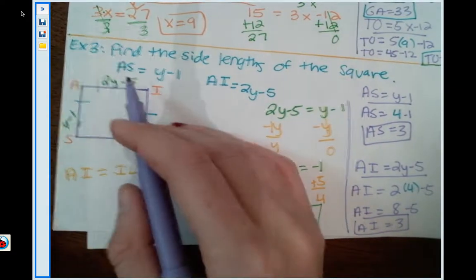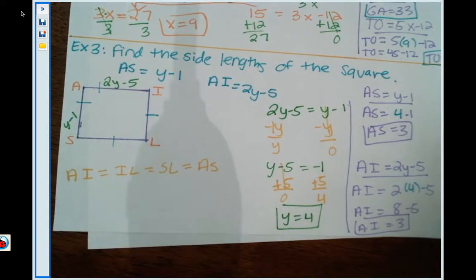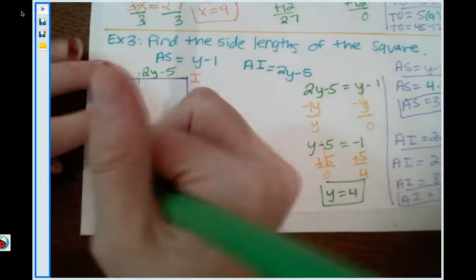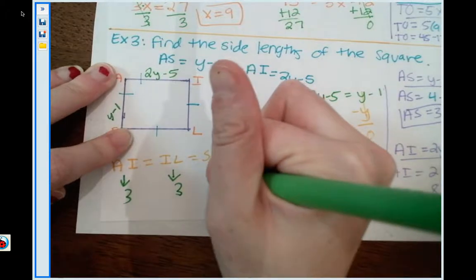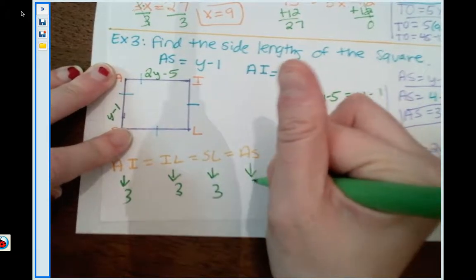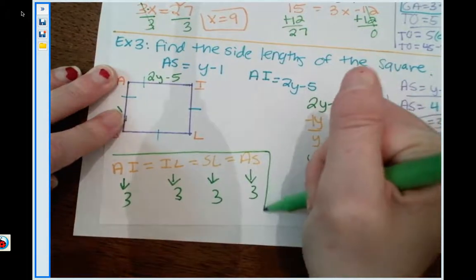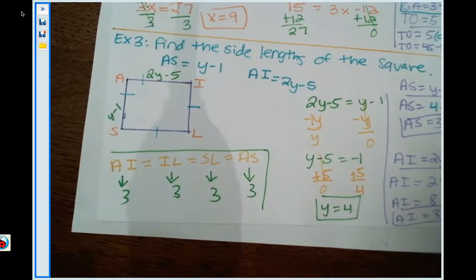If 2 of these are 3, that means all of them are going to be 3. So AI is 3, IL is 3, SL is 3, and AS is 3. And that would be our final answer. Nice job, you guys.